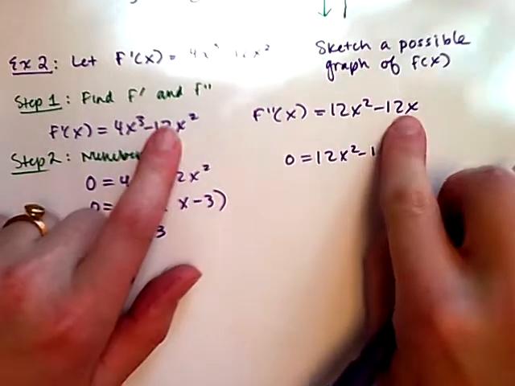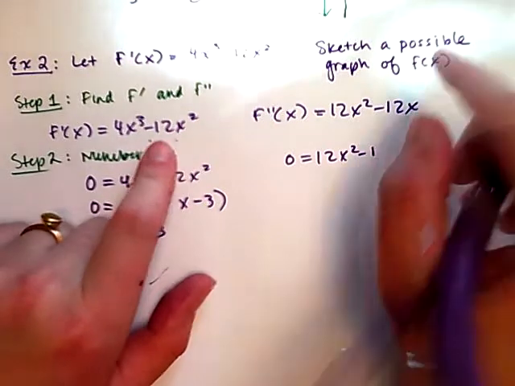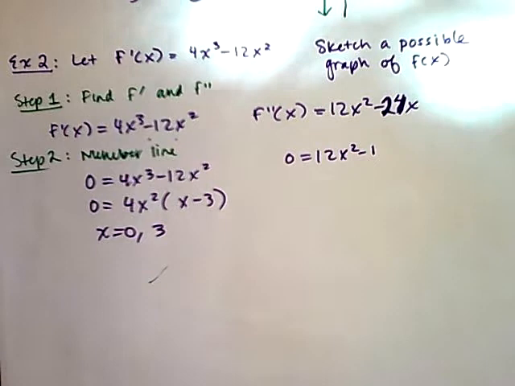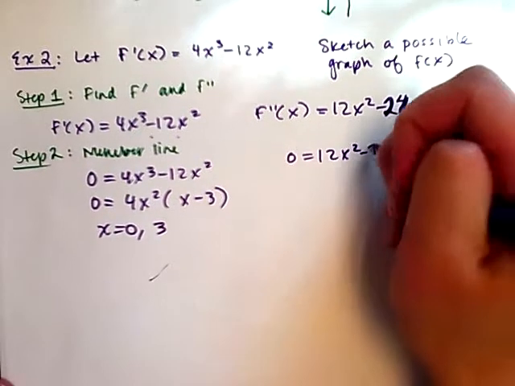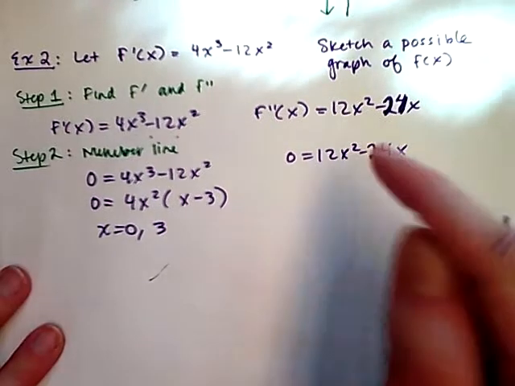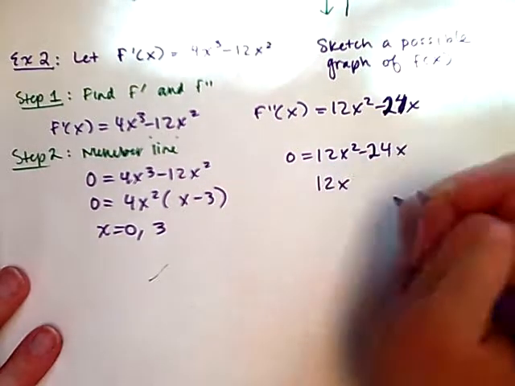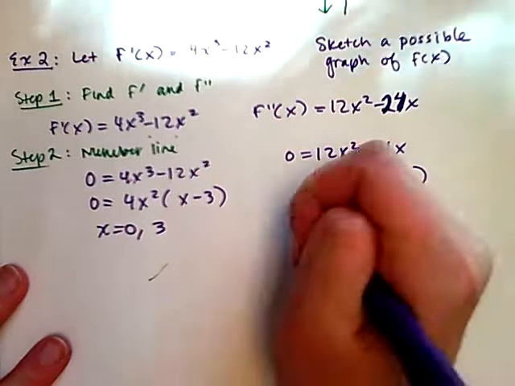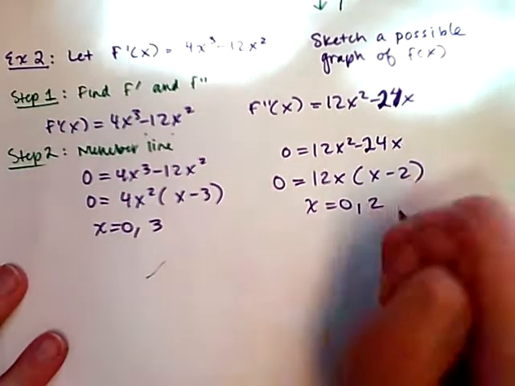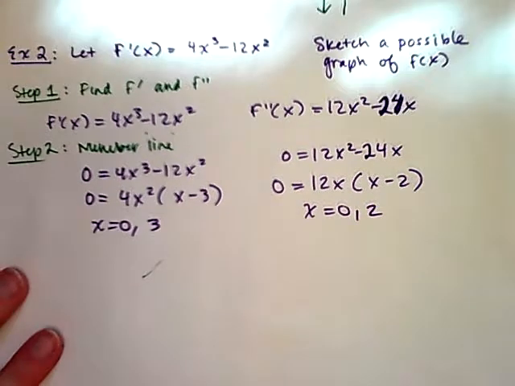oh, I made a mistake here, by the way. When I should have brought down this 2, sorry. This would be a 24x. So now that this is the correct second derivative, I can factor out a 12x, left with x minus 2. So I have 0 and 2.